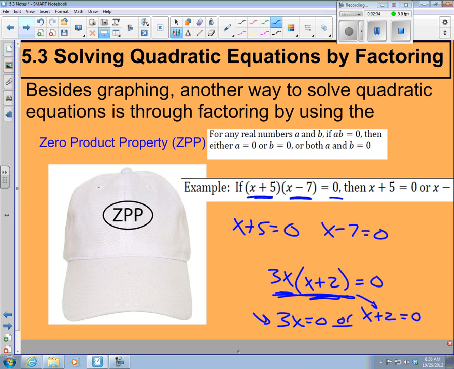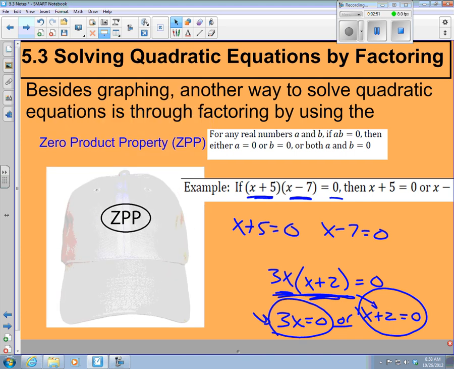And you can see this equation here would be easy to solve. Divide both sides by 3. This equation would be easy to solve right here. Subtract 2 from both sides and you get x equals -2. So that's the basic premise behind solving quadratic equations.